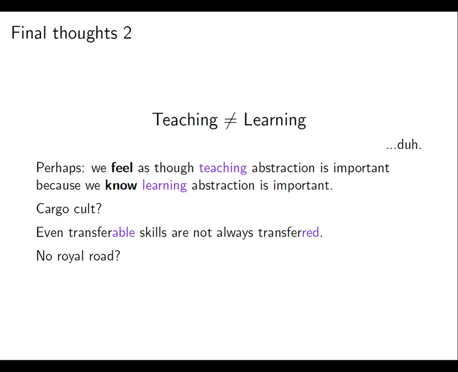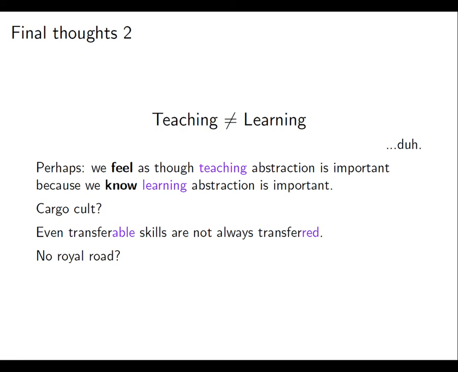I think it may be that we know that as individual learners, our journey to understanding stuff has involved some important aha moments about abstraction. So we know that learning abstraction is important. And so we maybe feel that if only we could teach students that directly, they would be able to get to where we are in a more efficient way. But I think that that's not necessarily the case.